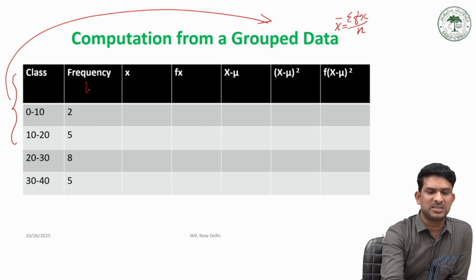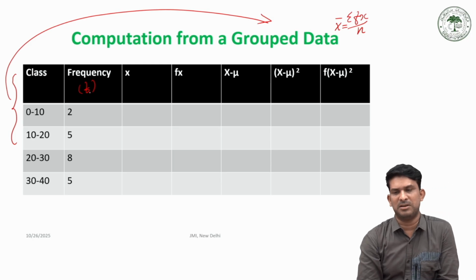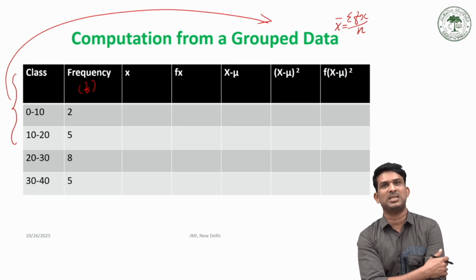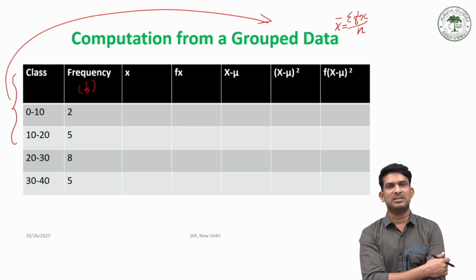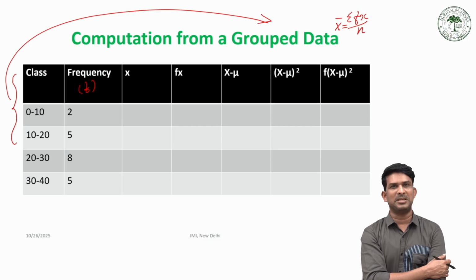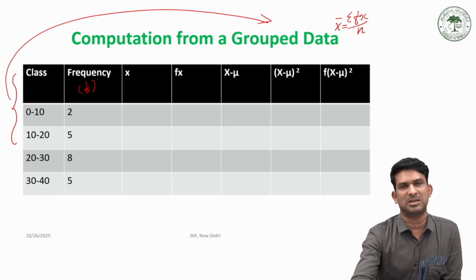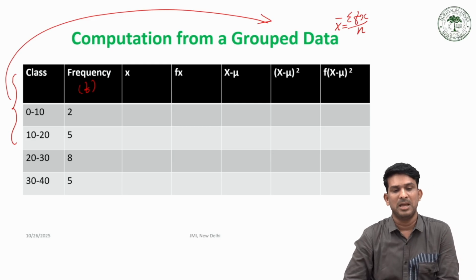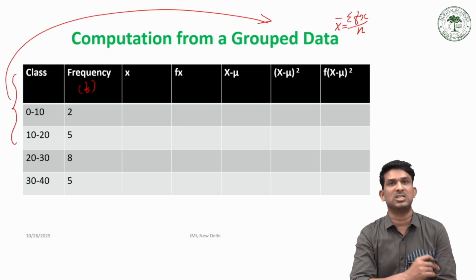F is given. This is f, frequency. What is next you need? X. What is x in arithmetic mean? Do you remember how we calculated arithmetic mean? Yes. We used the equation sigma fx by n. F is very clear, but x is not clear.